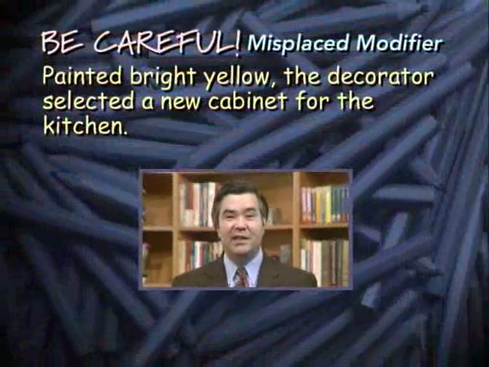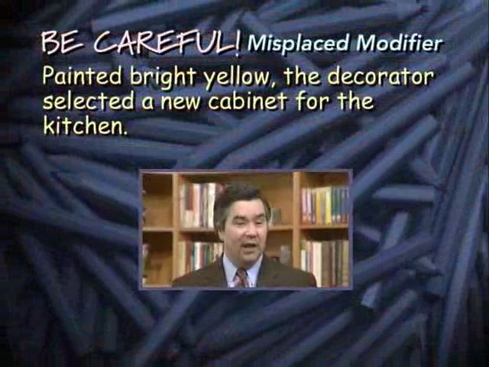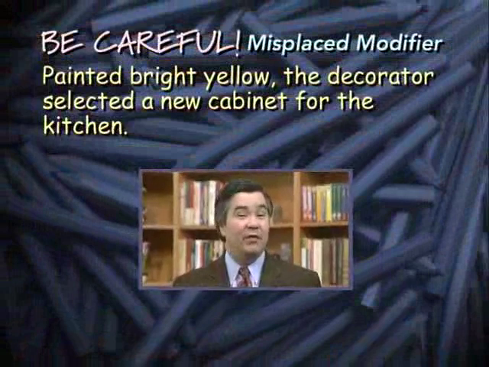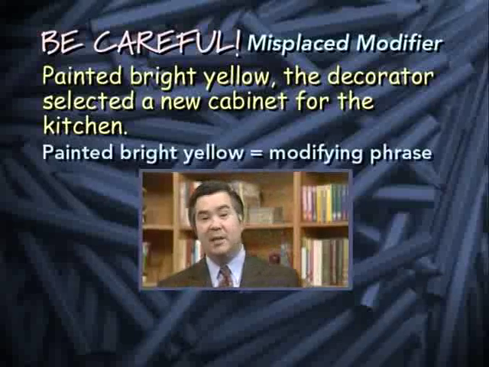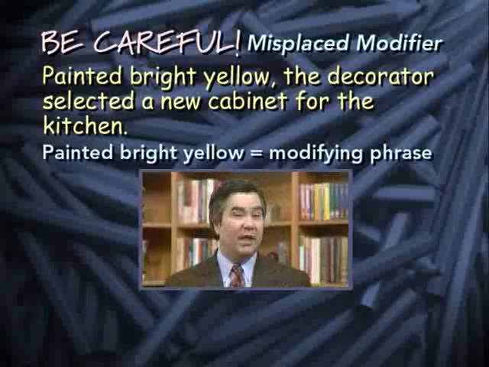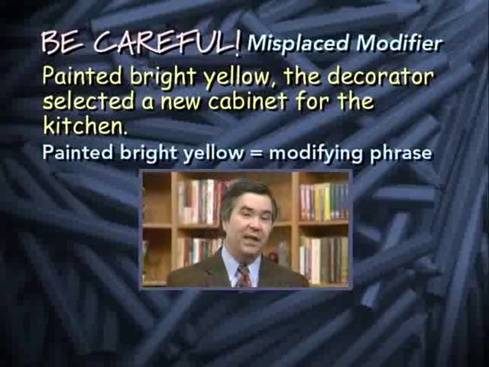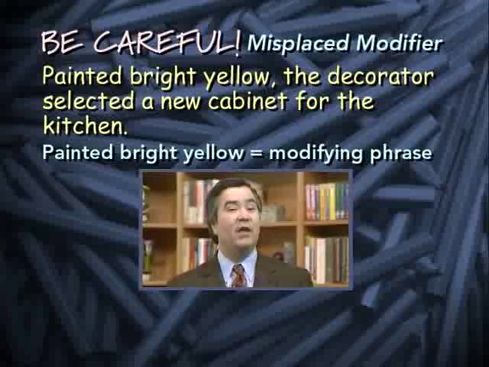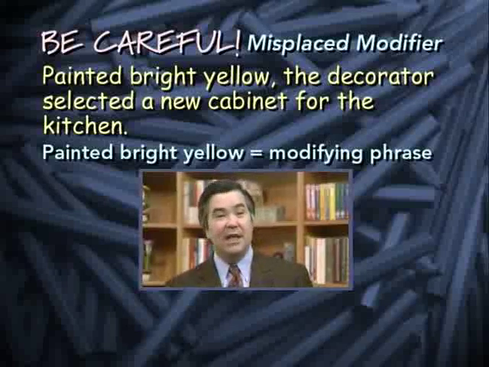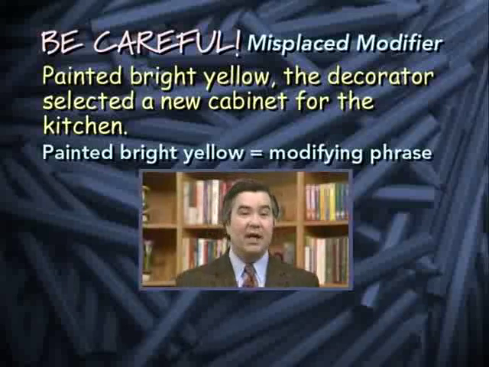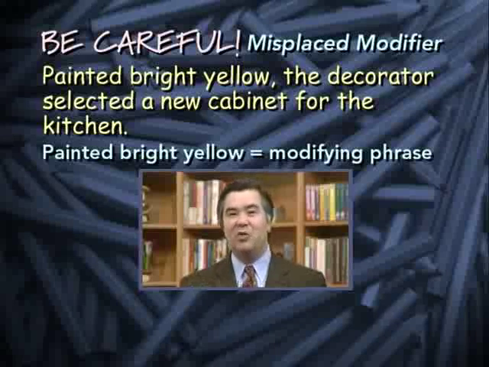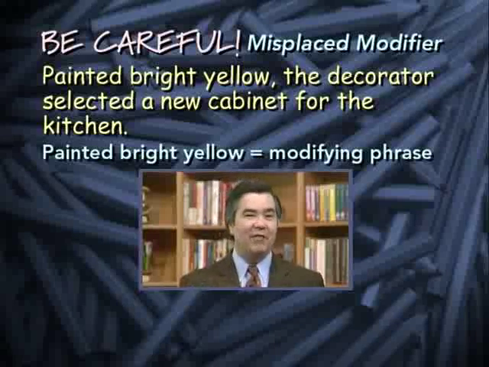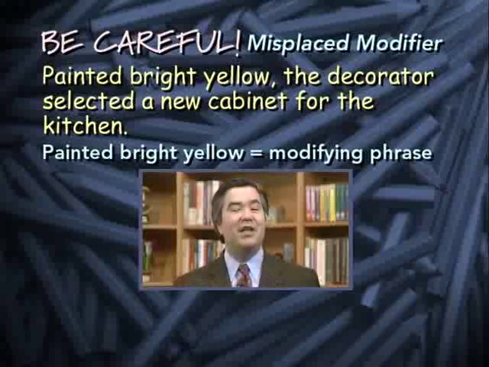And then we have the problem of the misplaced modifier. Take a look at this sentence. Painted bright yellow, the decorator selected a new cabinet for the kitchen. Now this sentence begins with a modifying phrase, painted bright yellow. Very often, as we've seen, a modifying phrase appears at the beginning of the sentence, and it's usually set off by a comma from the rest of the sentence. Now, what immediately follows the modifying phrase should be the word or words that the modifying phrase refers to or modifies. In this case, we have painted bright yellow followed by the decorator.